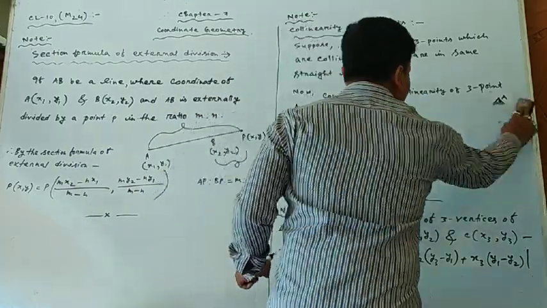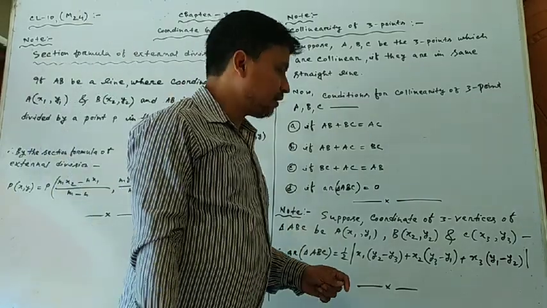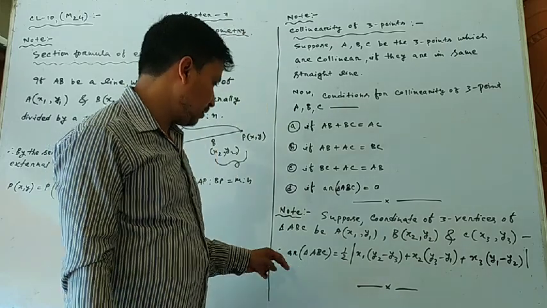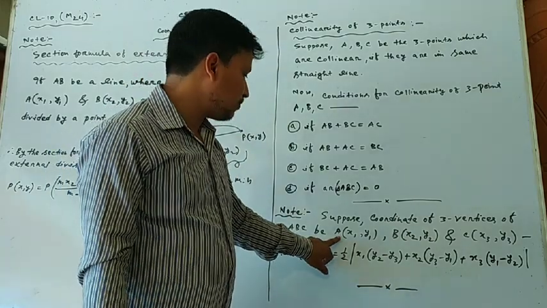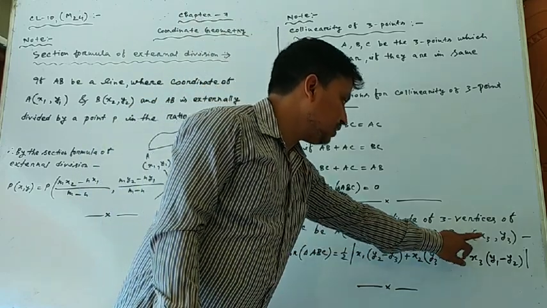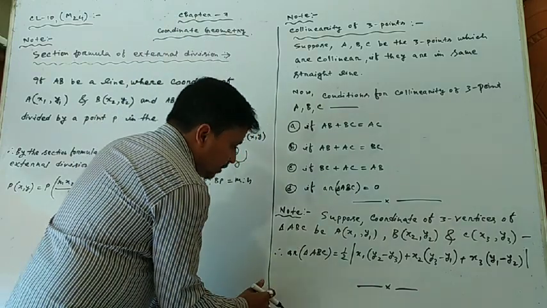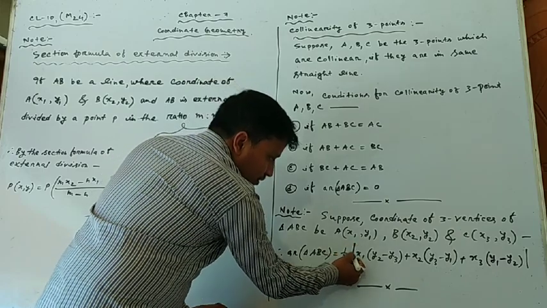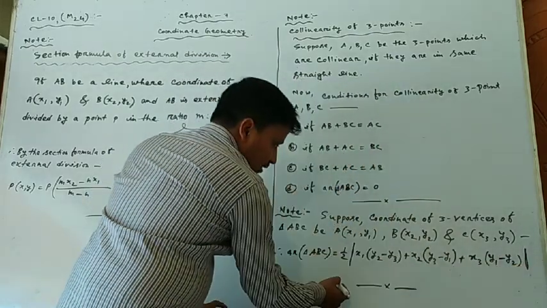Next is how we will get the area of a triangle with respect to the 3 vertices of a triangle. Suppose the triangle is ABC and the coordinates of the vertices are A is x1, y1, B is x2, y2 and C is x3, y3. Then how will we get the area of the triangle? Area of triangle ABC is equal to half, then this sign is modulus. You have to take the modulus sign.